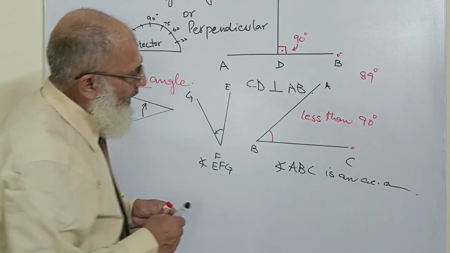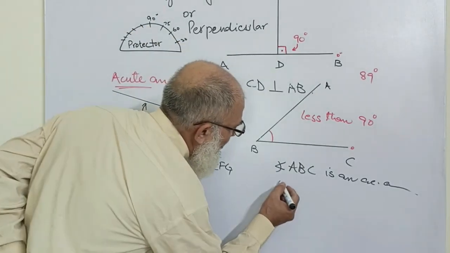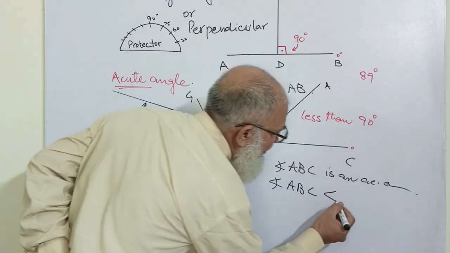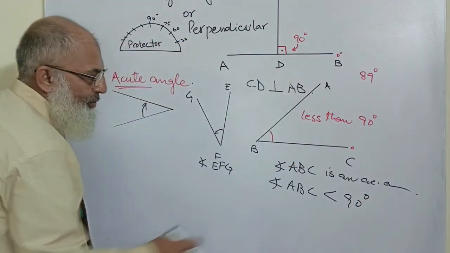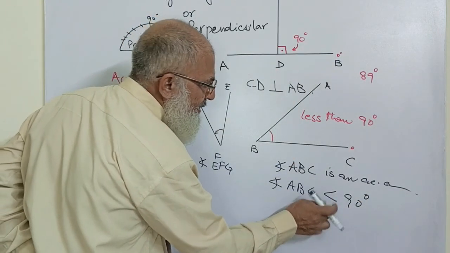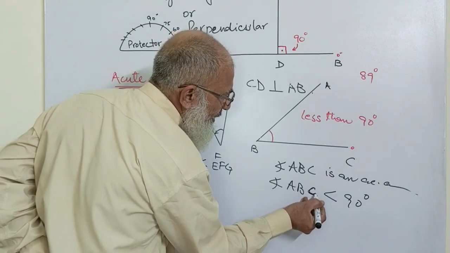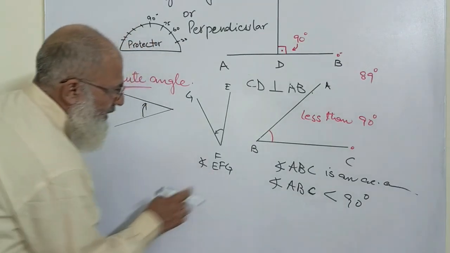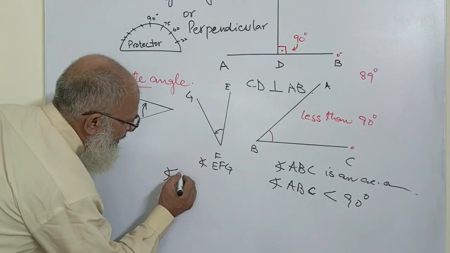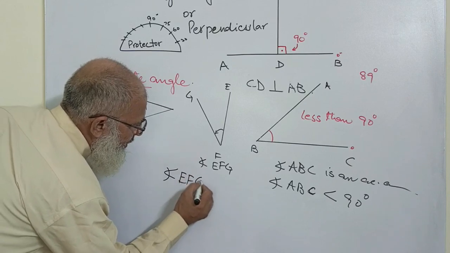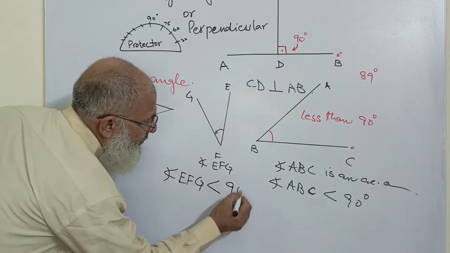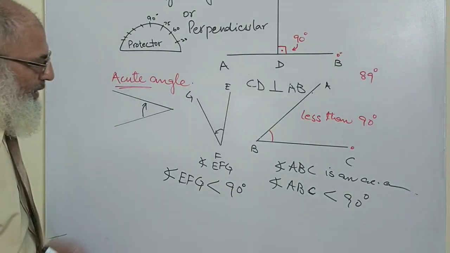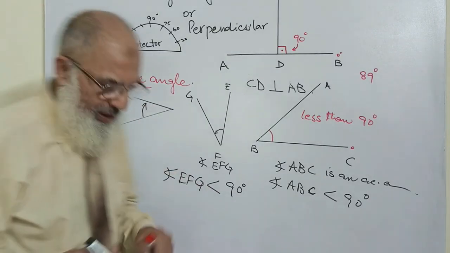Now all these angles are less than, I will write it for you that angle ABC is less than 90 degrees. Now you remember this symbol. Now this is C and this is the symbol less than. Similarly, here angle EFG is less than 90 degree, and you can name it by yourself. Now these are the acute angles.